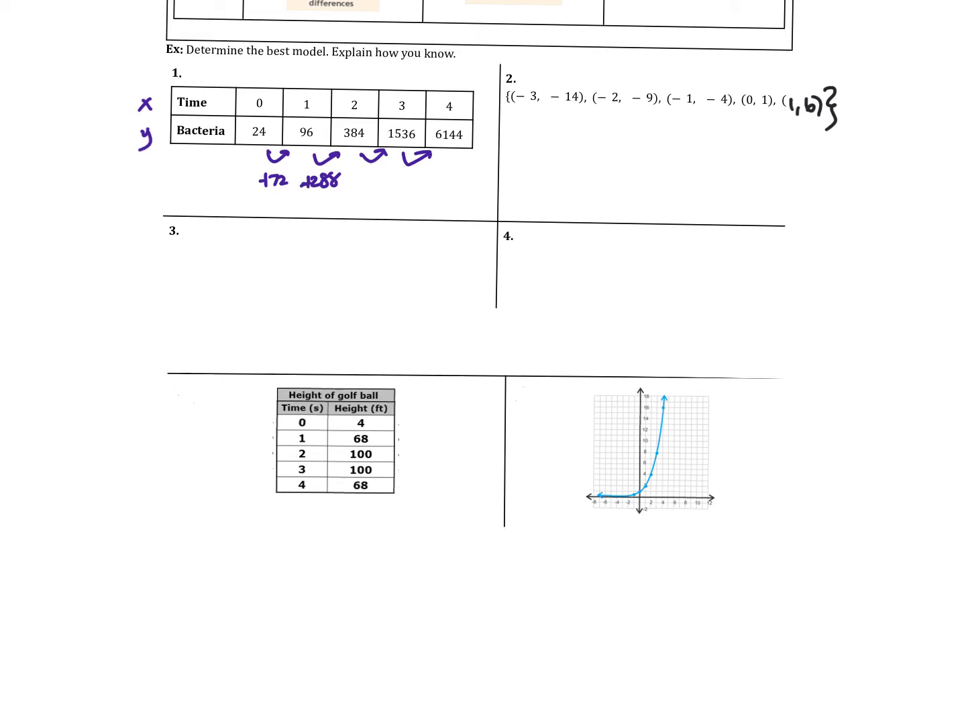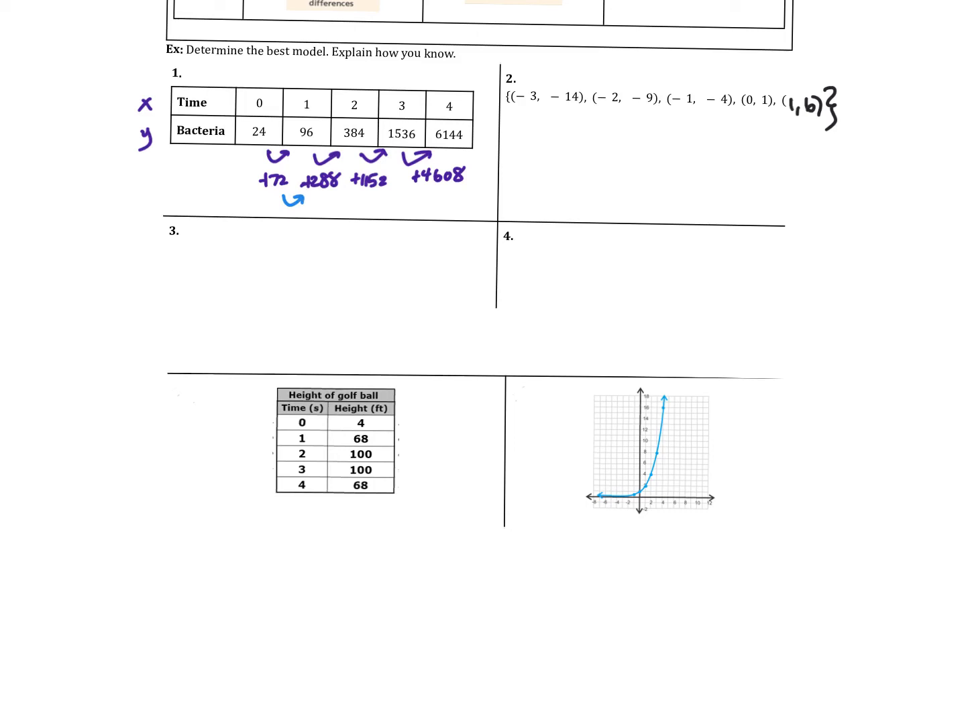The next thing I'm going to check are the second differences, but let's go ahead and fill the rest of this in. Here I'm adding 1,152. And here I'm adding 6,144 minus 1,536 is 4,608. So it's not linear because the first differences are not the same. Let's go ahead and look at the second differences.